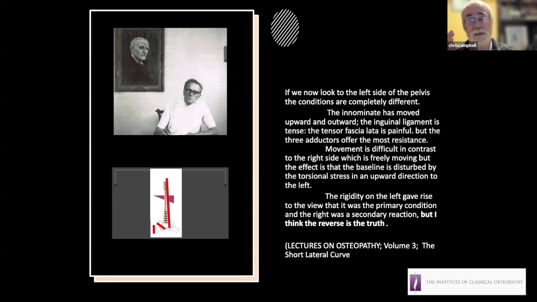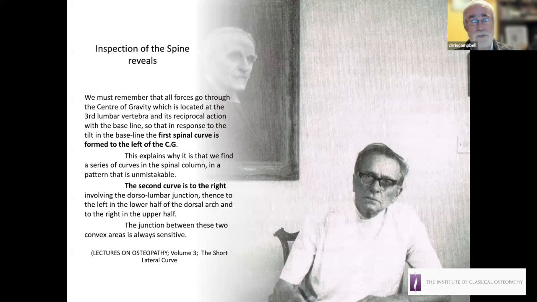Yeah. And Littlejohn, in his descriptions of it, you had to really sit and think through every movement that he described to decide what he was saying. And almost on a quick reading, you'd think it was the opposite. And that leads to even more confusion. And he says in this one that the first spinal curve is formed to the left of the center of gravity. And then you get this series of curves in the spinal column. And the pattern is unmistakable.